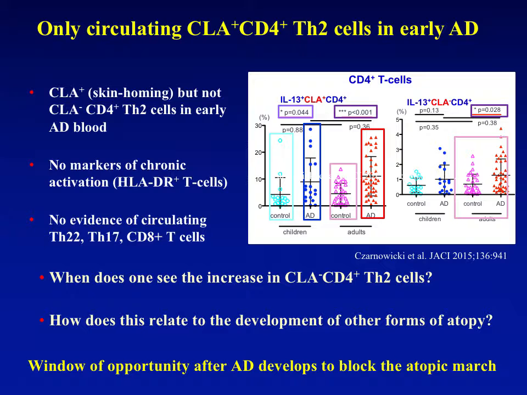And why that is important is because if that's the case, there may be a window of time where we may be able to prevent that progression to these other forms of atopy if we can catch it. And we now have ways to suppress Th2 specifically.